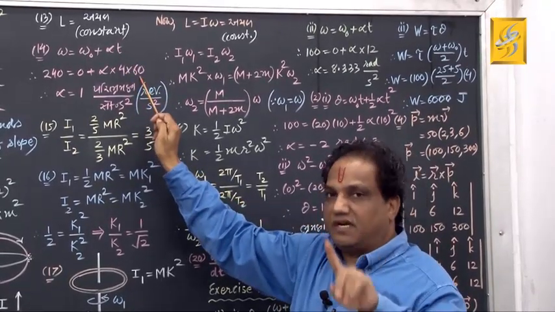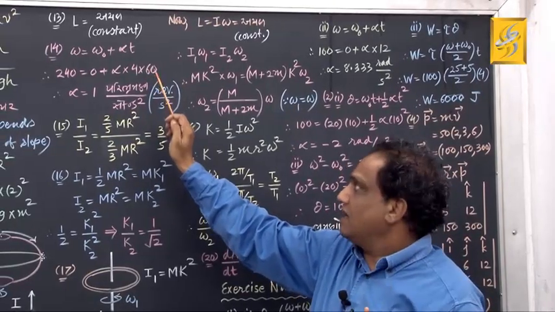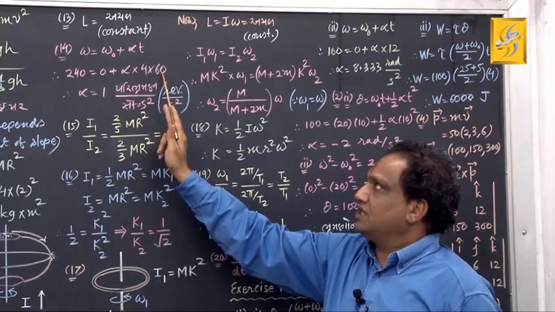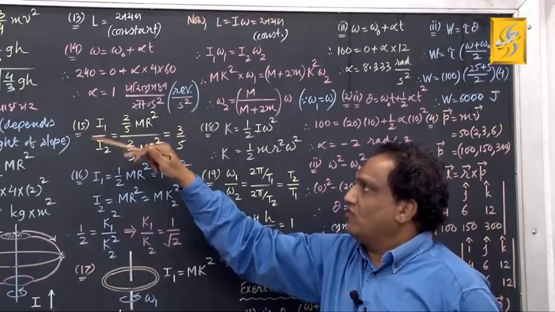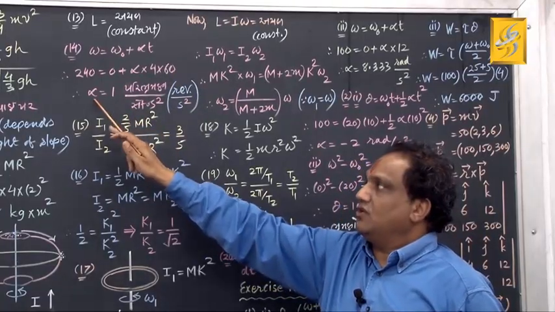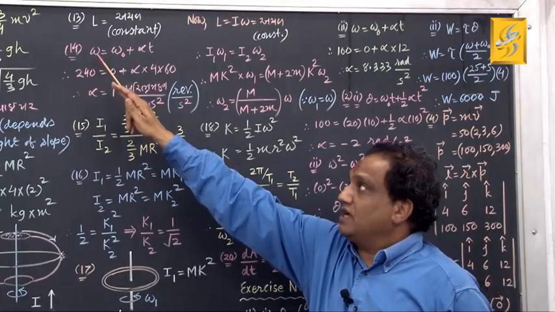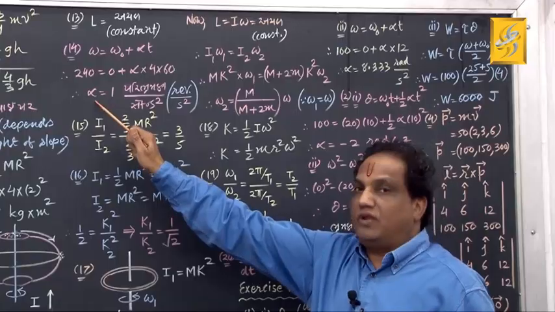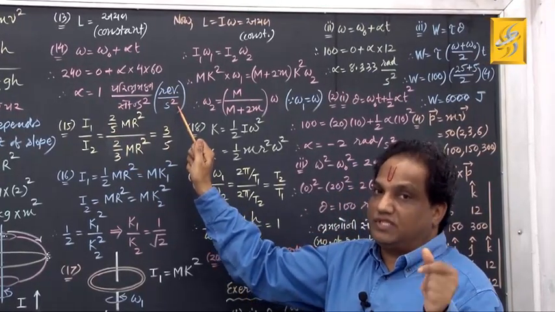1 minute is 60 seconds. Convert minutes to seconds, multiply by 60. Now omega 0 is 0 only. This gives 240. Find out alpha: 240 upon 240 is 1. But take care of the unit of angular acceleration right now. Because you have taken omega in revolutions per second, the unit of angular acceleration would be revolution per second square.